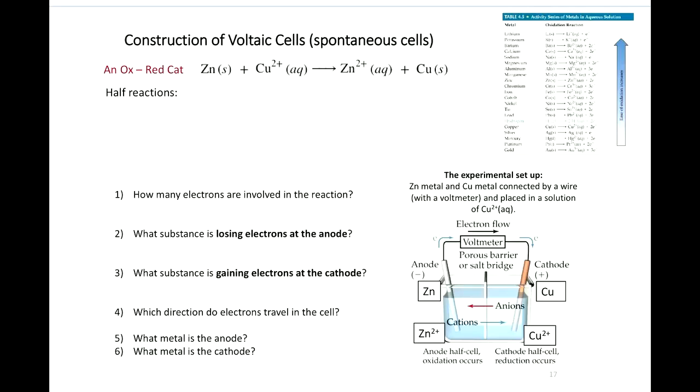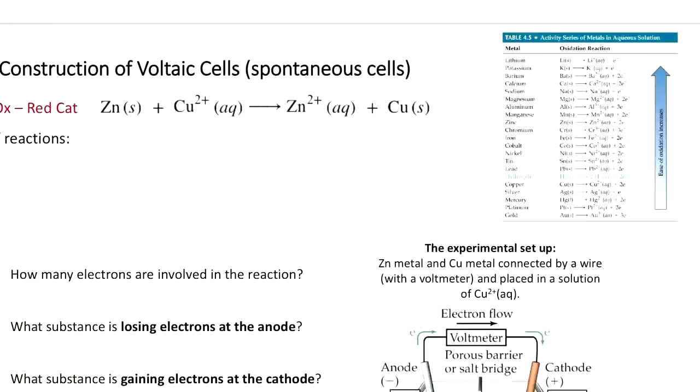So if we look at this reaction, we know it's spontaneous because if we look at the two reactants, we have zinc solid and copper 2+. If we go back to our activity series here, remember the rule: if the metal is higher on the activity series than the cation, then a redox reaction occurs. So that's how we know that this is spontaneous. That's how we know it's a voltaic cell.